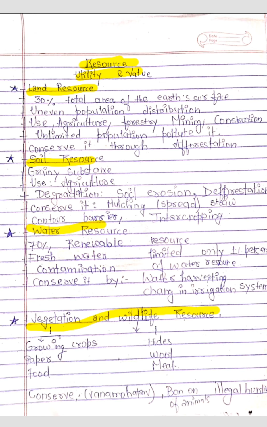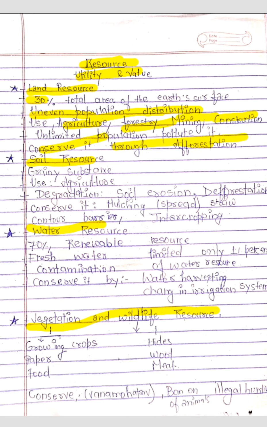Land resource: it then comes to our minds, how is land a resource? We know that we live on the land and make use of the land, that is why it is a resource. 30% of the total area of the earth's surface is covered with land, but all places are not habitable. Population distribution is uneven according to topography, and every region has different land resources, soil, and water. Land is used for agriculture, forestry, mining, and construction, and the unlimited population pollutes it, so we need to conserve it through afforestation.